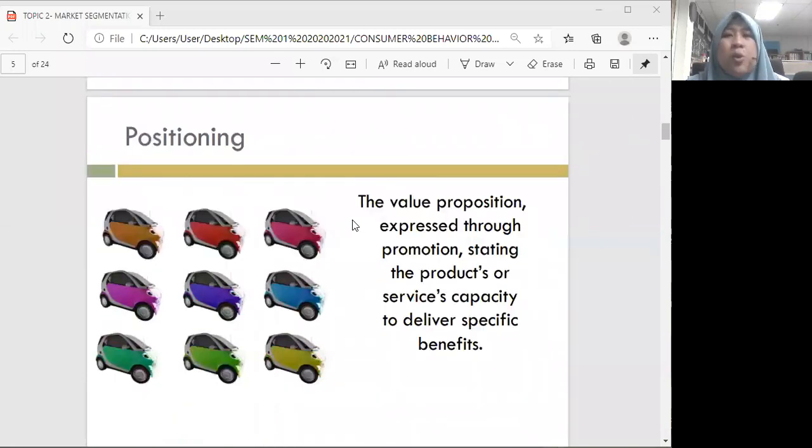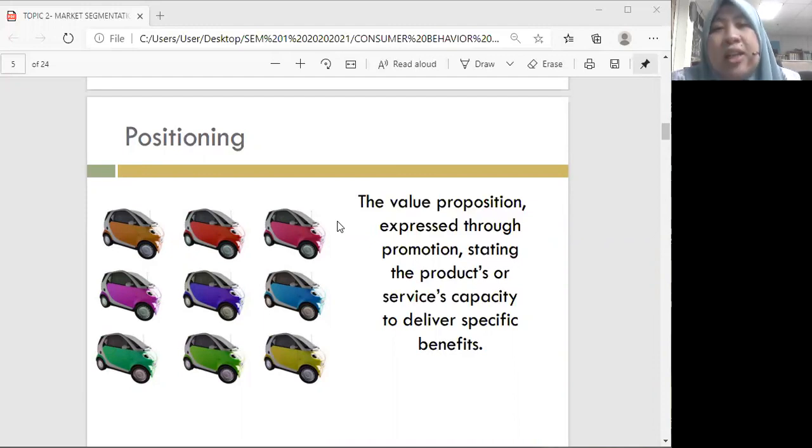All right. So what is positioning? Okay. I like to use the words like when we're talking about positioning, it means we position a certain product and services, and make sure that we position the product and services into the heart and mind of the customer. So as you can see from the text, it's been stated, the positioning is the value proposition expressed through the promotion, stating the product or service capacity to deliver the specific benefits.